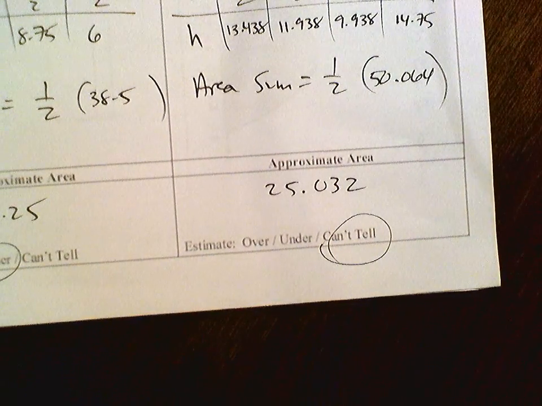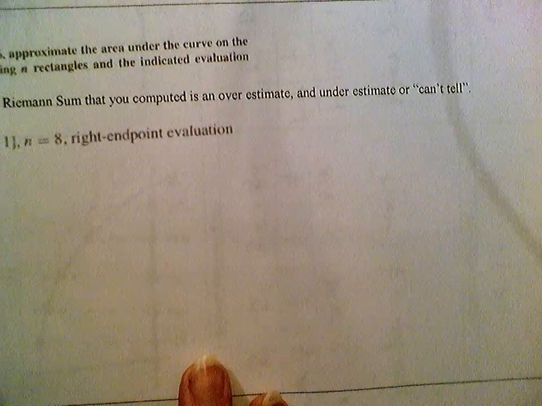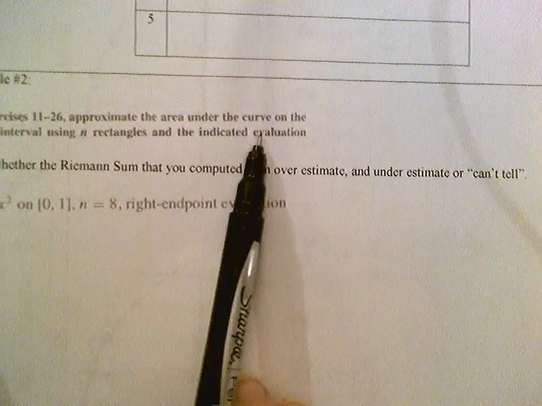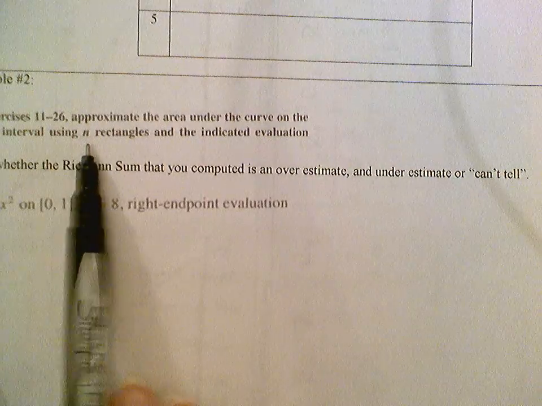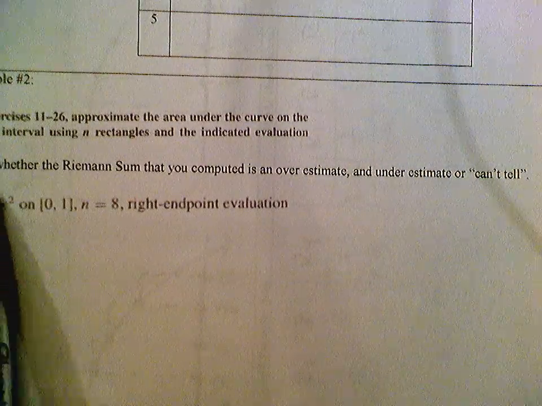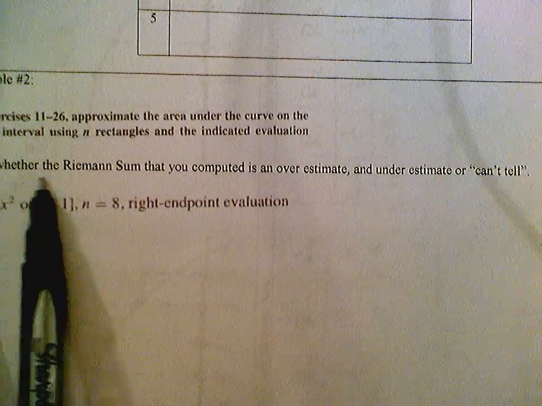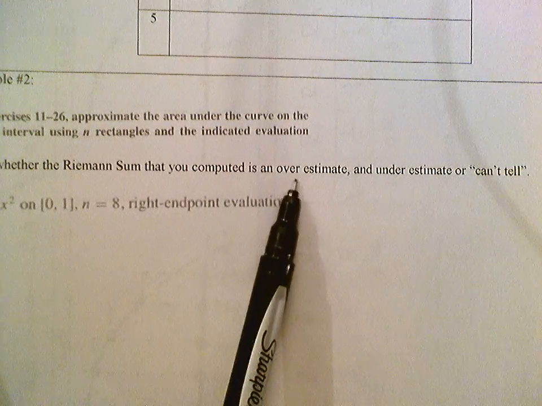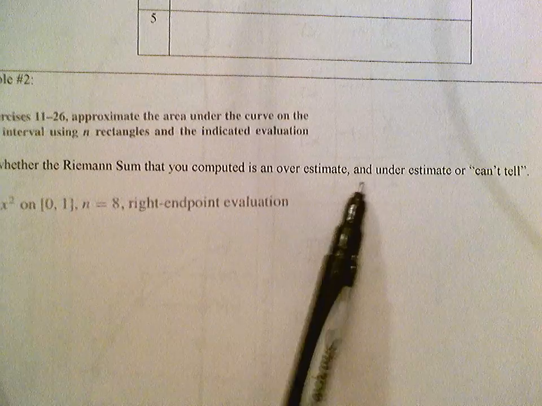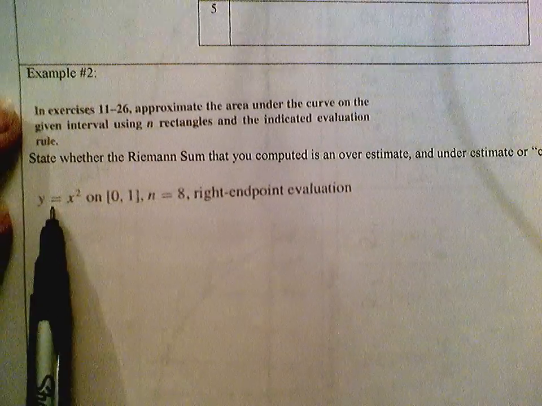Okay, guys. Now, I'm going to get you started on your homework. All right, so this is example number 2. Approximate the area under the curve on the given interval using n rectangles in the indicated evaluation rule. And then we will state whether the Riemann sum that you computed is an overestimate, underestimate, or can't tell. Okay, so y equals x squared.